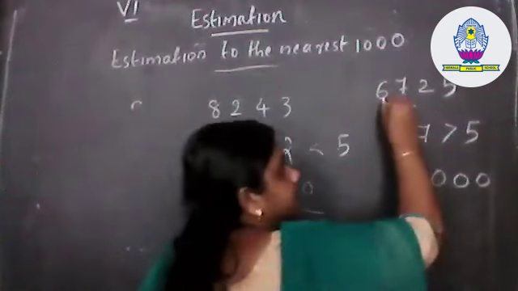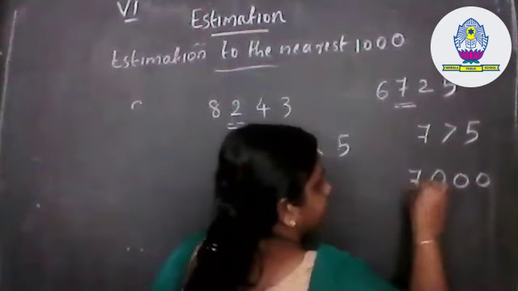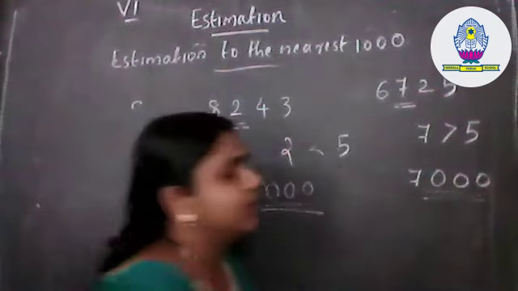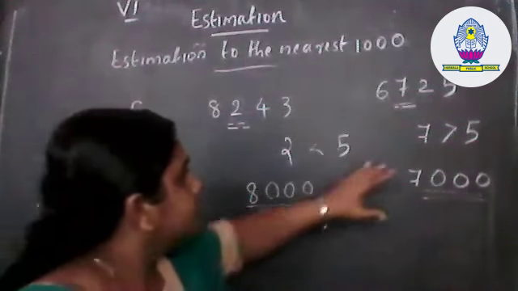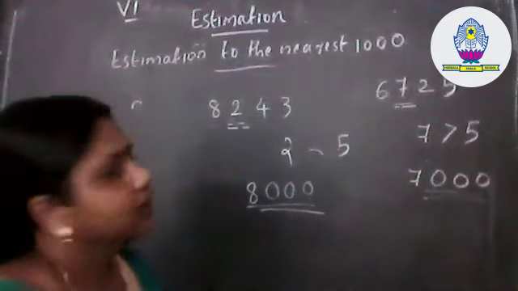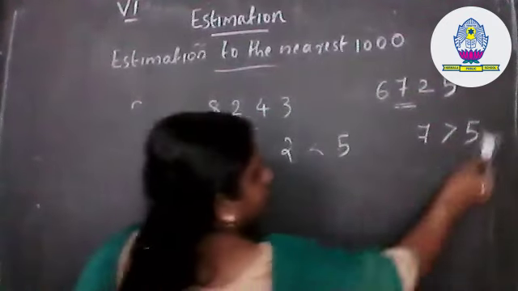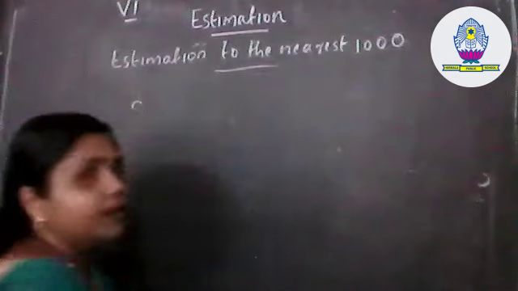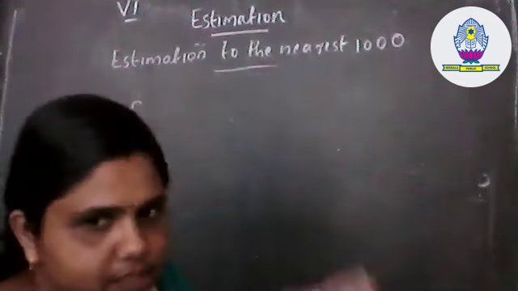So the 1000 place is 6, then 1 is added, 7. So our answer is 7000. This is the estimation to the nearest 1000. How can we estimate to the nearest 1000? First we take the digit in the hundreds place.